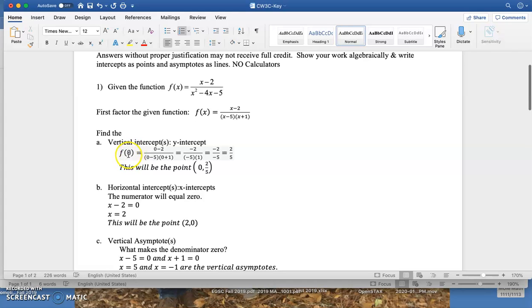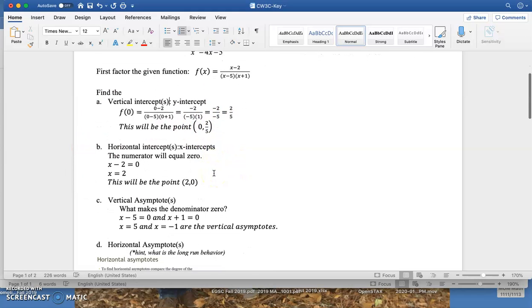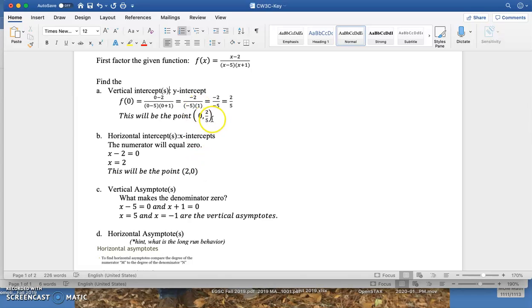So we find f of 0, you simply plug in 0 in either place, and you're going to come up with negative 2 over negative 5, which is 2/5. So that's the point (0, 2/5). And that's 4/10 when you get to the decimal form.